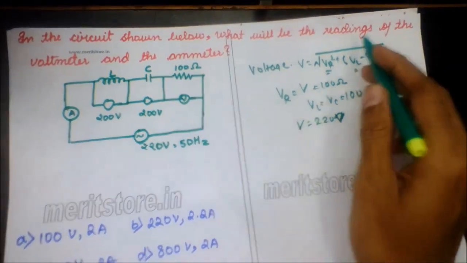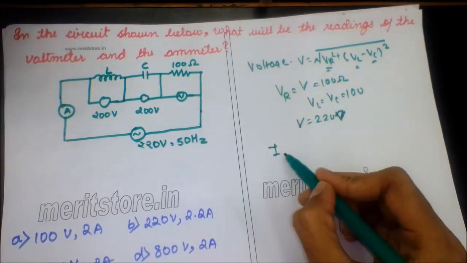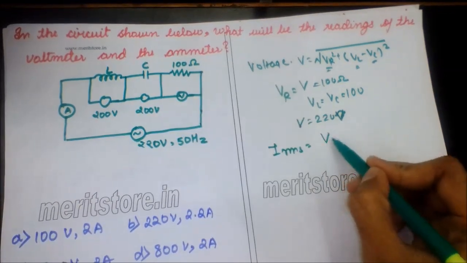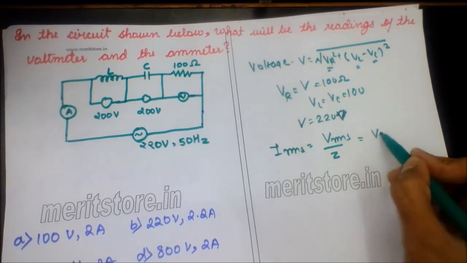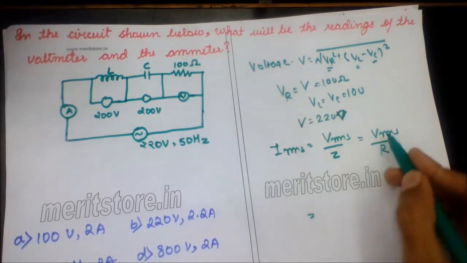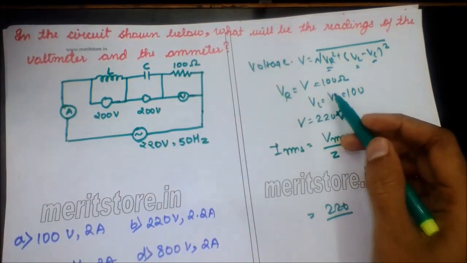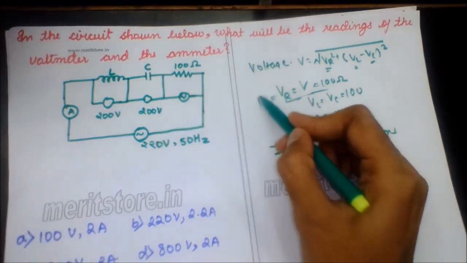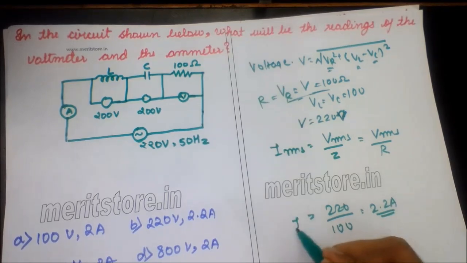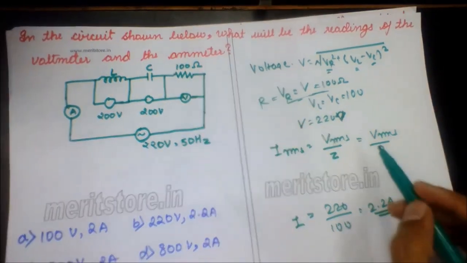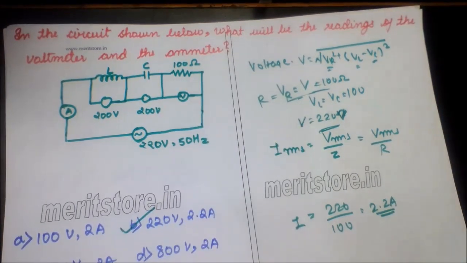So here we have to find the reading of the ammeter. So in the circuit, the reading of the ammeter, I RMS, is equal to V RMS upon the impedance, which is nothing but V RMS upon R. So V RMS we got to be 220 upon the resistance R, which will be equal to 100. So it is 2.2 amps of current which has been recorded in this ammeter. So 220 volts and 2.2 amps of current.